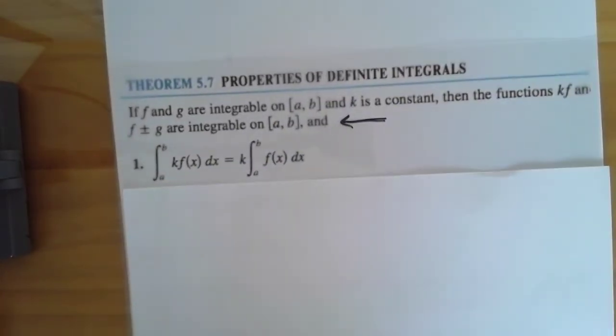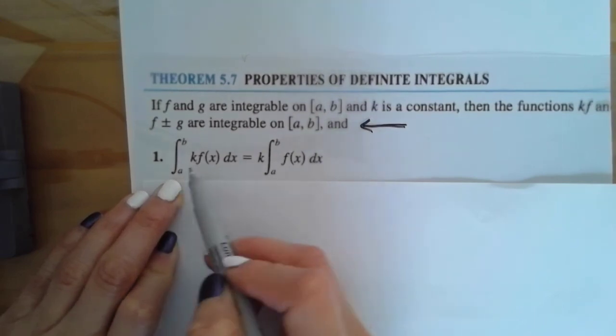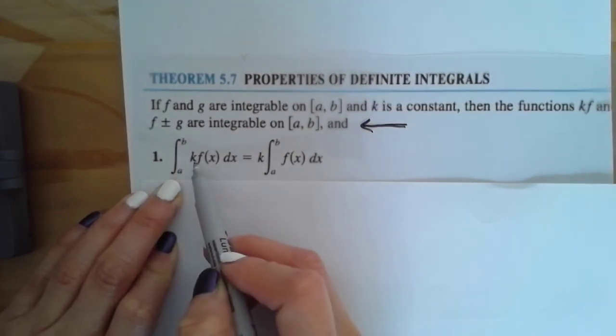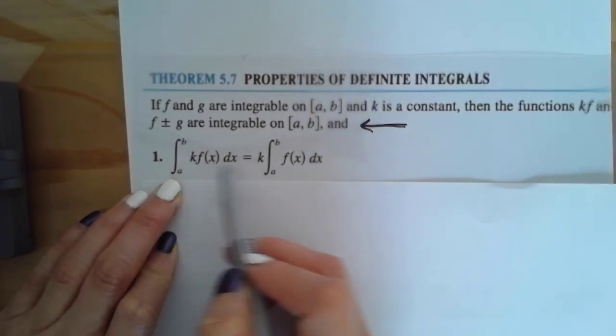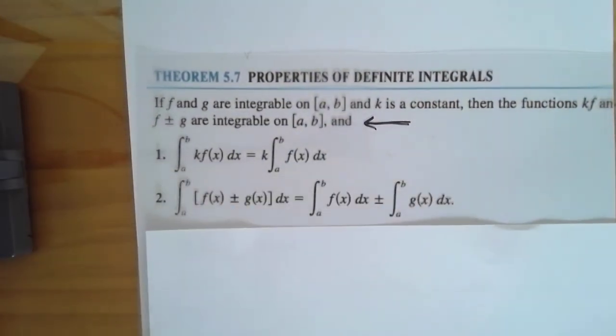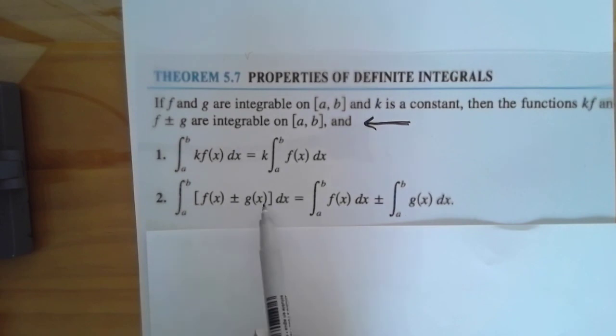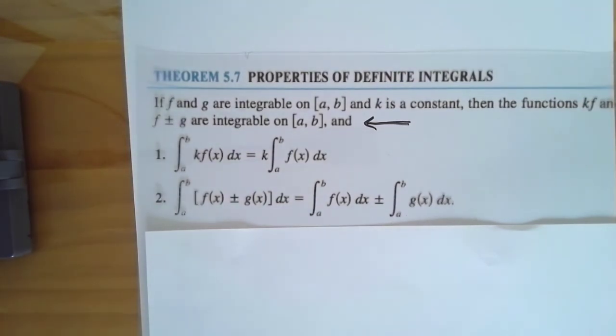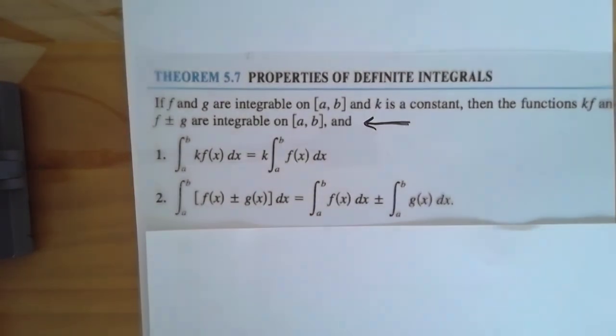So again, if you have something like this where you are integrating from a to b and you have a constant k multiplying the function, you can pull the k out to make your life easier. Next one, if you have two different functions being added or subtracted from a to b, then you can separate them to make your life easier. So when you're trying to integrate, if you apply these properties, it'll make your lives much easier.